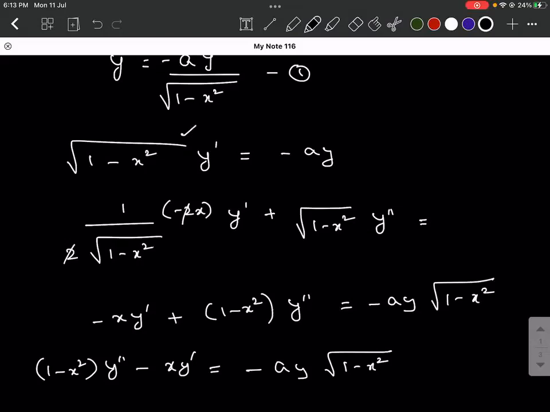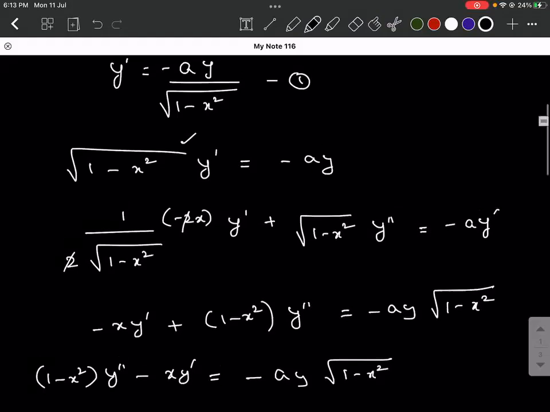See, in the UV rule, apply 1 by 2 root of 1 minus x square into minus 2x, chain rule, into y dash, plus root of 1 minus x square into the derivative of y dash, which is y double dash. I actually wrote in the previous step minus a square y. But what should have actually come? A square y dash.